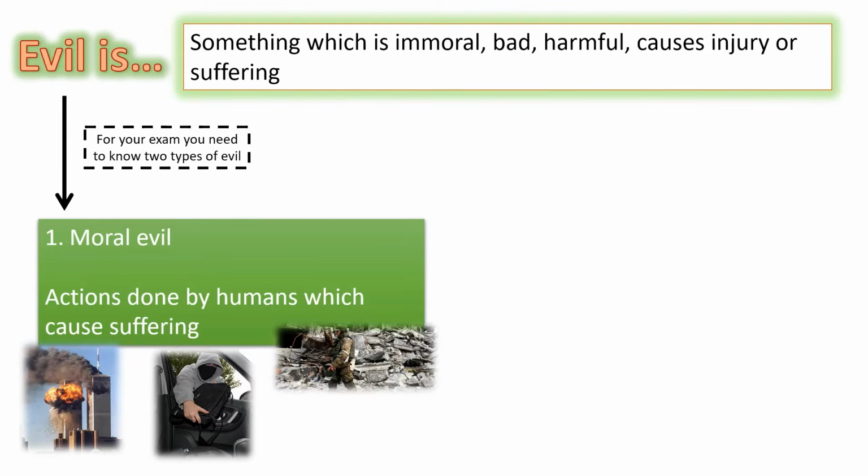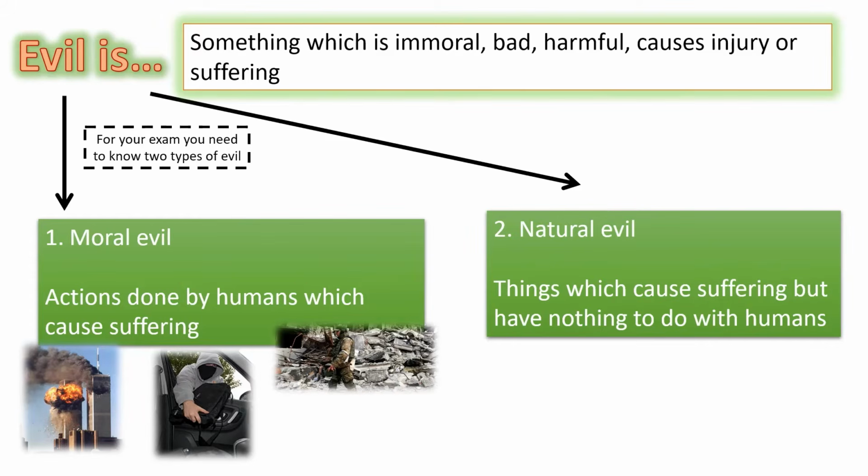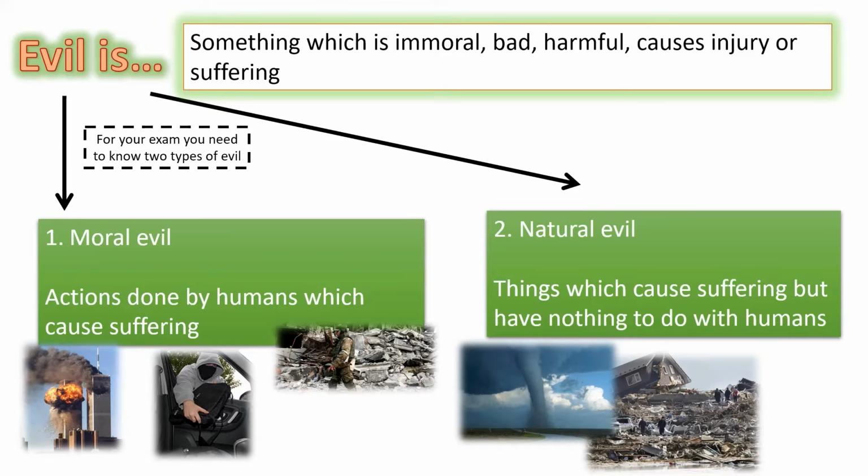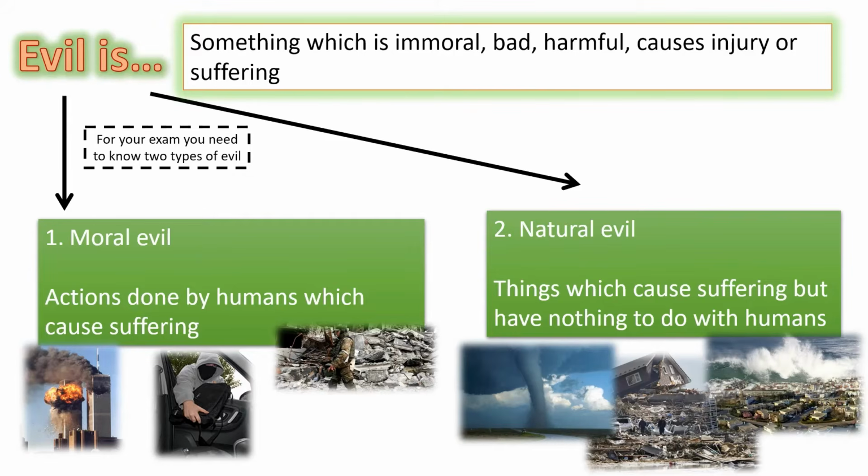Second definition you need to be aware of is natural evil, and these are things which cause suffering, but they're nothing to do with humans. So the clues in the name, really. Natural evil means they naturally occur, nothing to do with humans, and they include things such as tornadoes, hurricanes, earthquakes, and tsunamis or floods. So anything you can think of that is separate to humans.